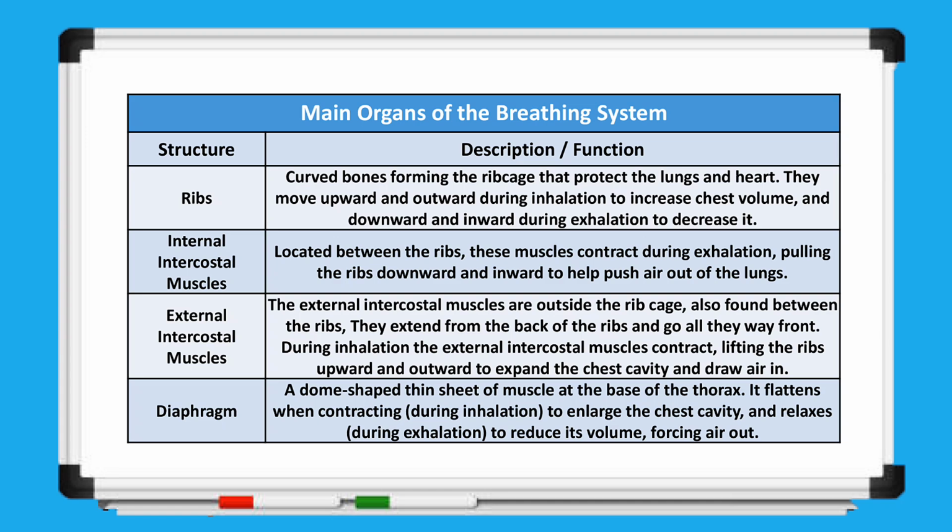This is exhalation. So overall, the ribs, the intercostal muscles, and the diaphragm all work together in a perfectly coordinated way to make breathing possible, allowing air to move in and out of the lungs smoothly with every breath.